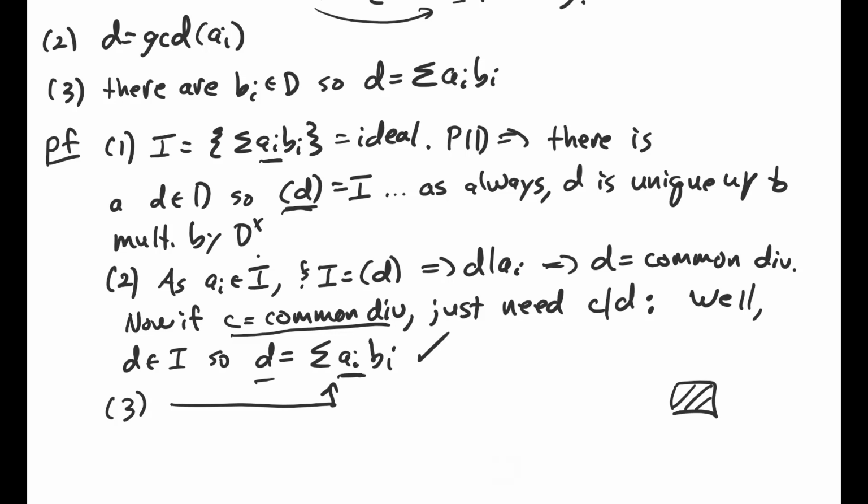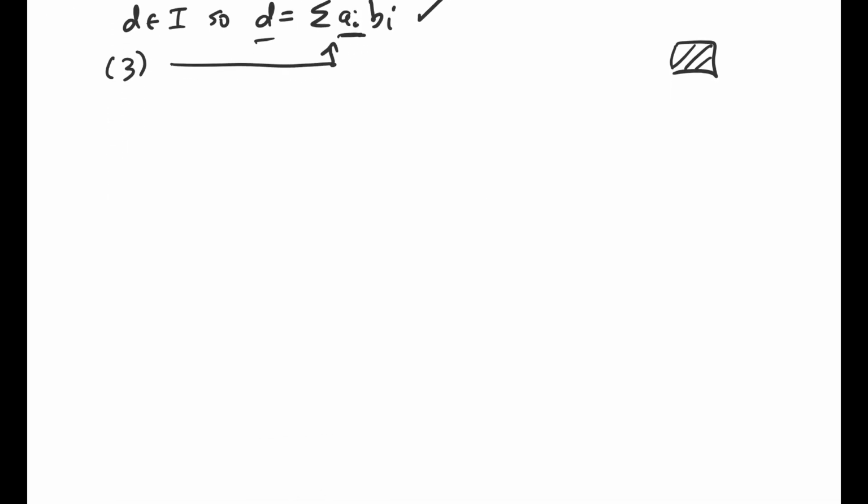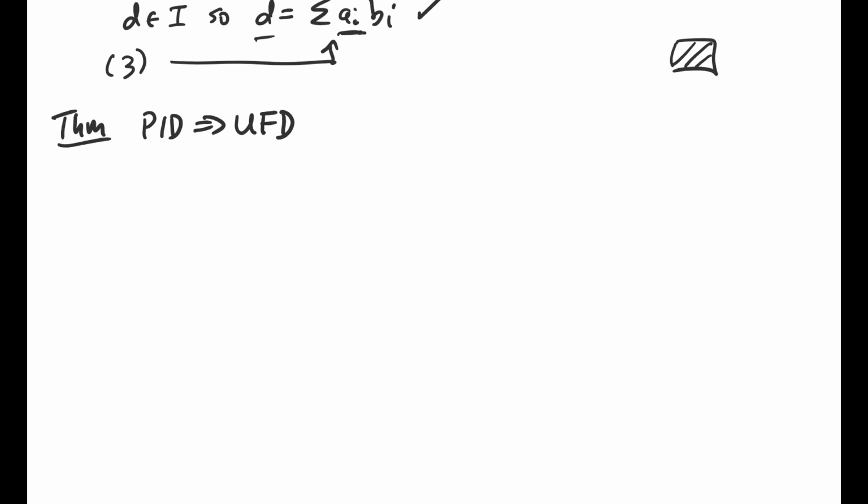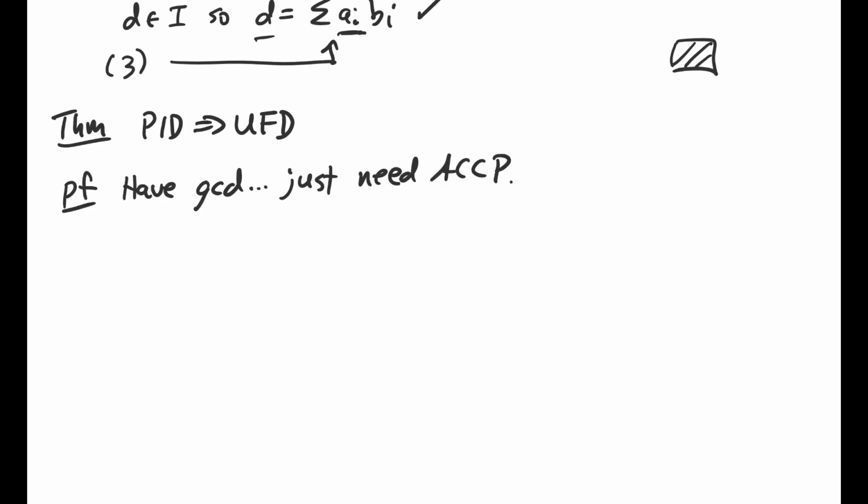Now let's go on to the main theorem of the section. Here it is. The theorem is that if you're a PID, you're always a UFD. All right, let's go to the proof.